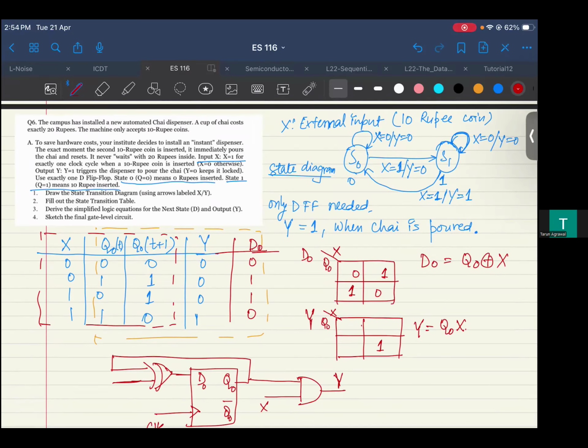Okay, so now we'll move to the next part, which is more involved. That means there are more inputs, and we'll be able to see how we go through that problem.